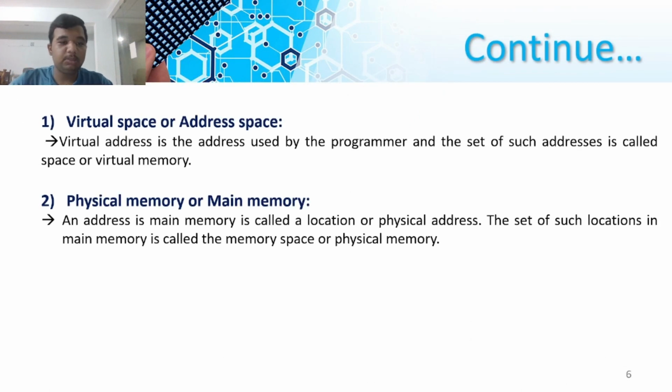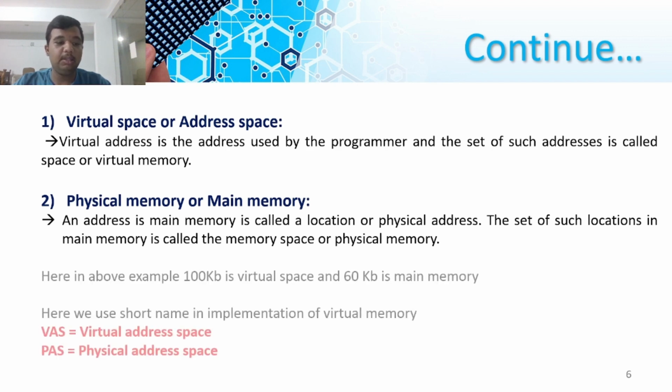Let's see the definitions of virtual address space and physical memory or main memory. A virtual address is the address used by the programmer, and the set of such addresses is called address space or virtual memory. Physical memory or main memory: an address in main memory is called a location or physical address. The set of such locations in the main memory is called the memory space or physical memory. In further diagrams, we will use the short name VAS for virtual address space, and PAS for physical memory or main memory.